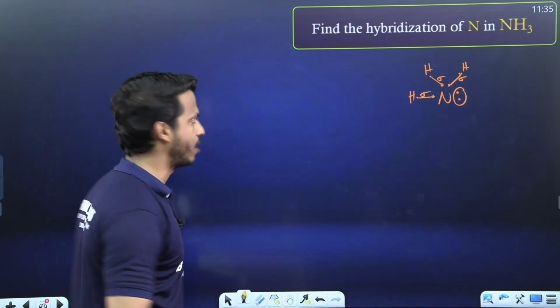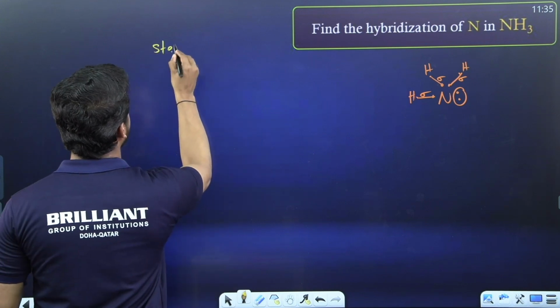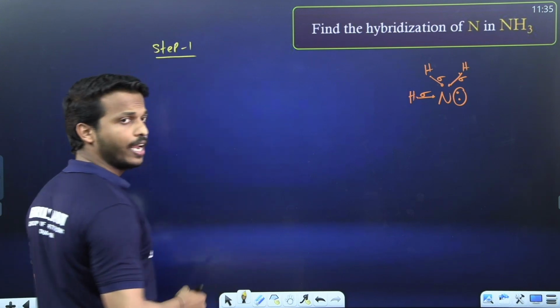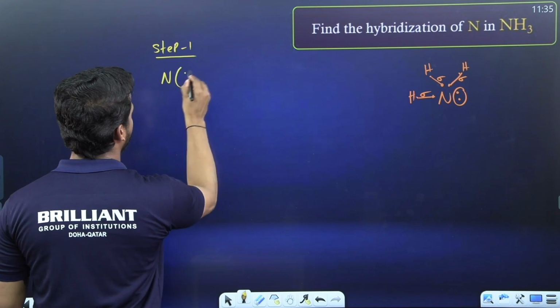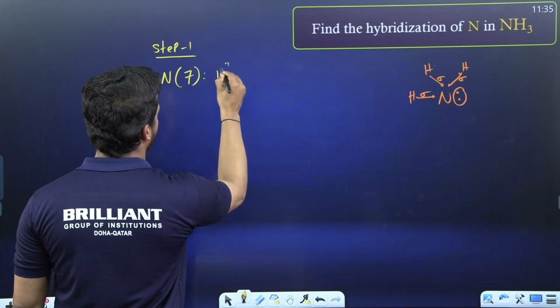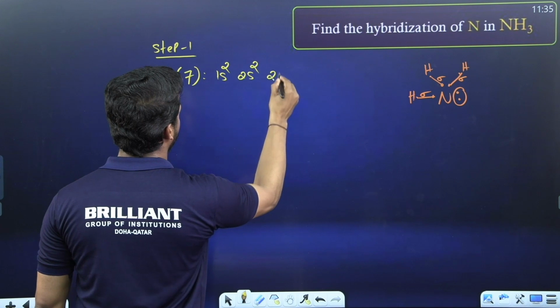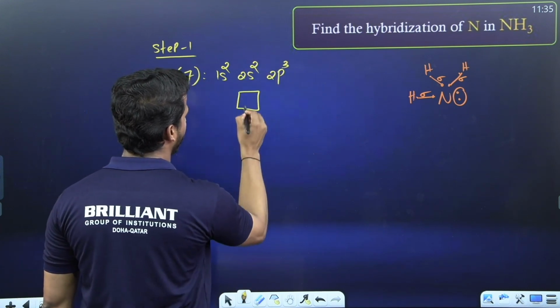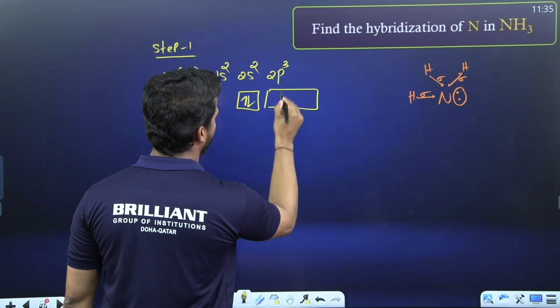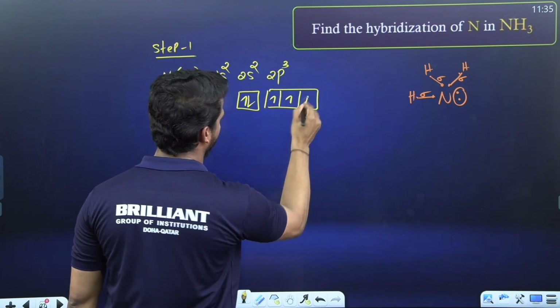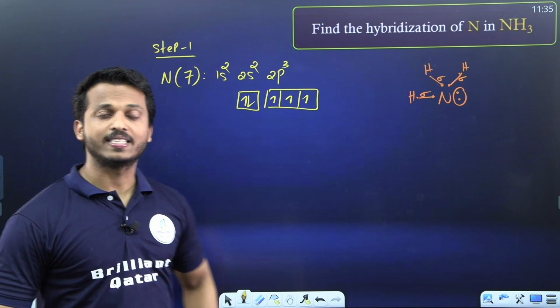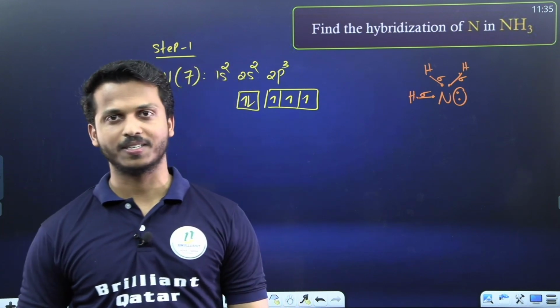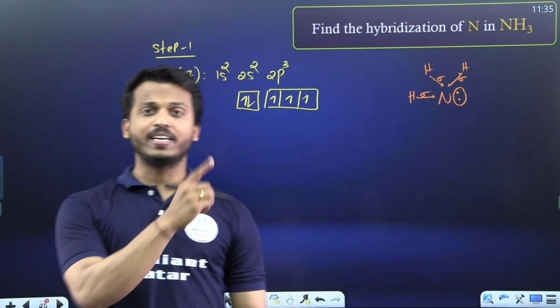Okay, dear all, let's start. What is step 1? Step 1 is the ground state of nitrogen. Nitrogen atomic number 7. So the configuration is 1s2, 2s2 and 2p3. Right. So the 2s orbital contains 2 electrons, the 2p orbital contains what? 3 electrons. Okay. Whether an excited state is required or not, can you guess it?